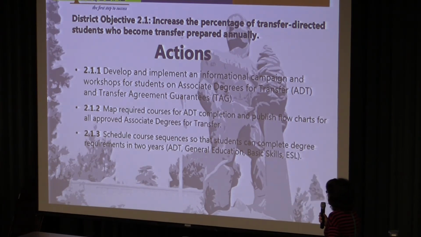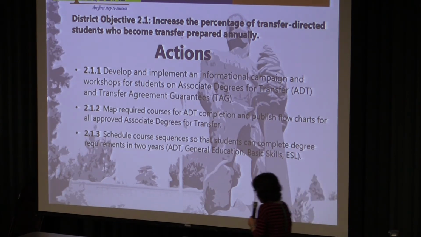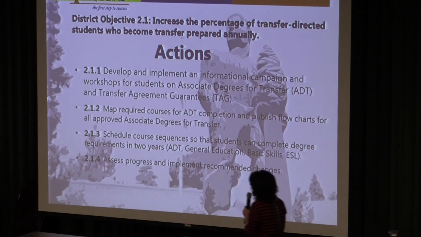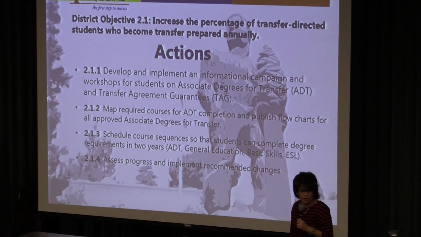The third action is related to all this: schedule course sequences so that students can complete their degree requirements in 2 years. So again, getting to that objective is preparing these students, and we've got to sequence these classes so they can get out as quickly as possible and that it makes sense. And then lastly, that you'll see pretty much on every action as part of COS 2.0, is to assess progress and implement recommended changes.